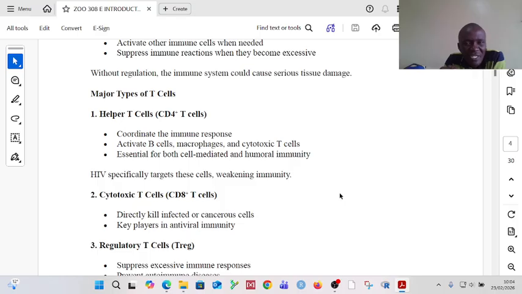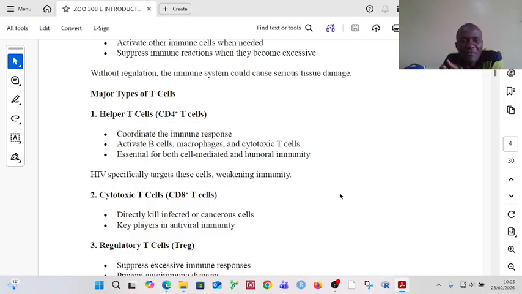Cytotoxic T cells, just like any other T cell, are responsible for the cell-mediated immunity. So it means that the helper T cells end up being critical T cells, not only for the cell-mediated immunity, but also for the humoral immunity. Okay. So what is important is some viral infections, for example HIV, they target these CD4 cells.